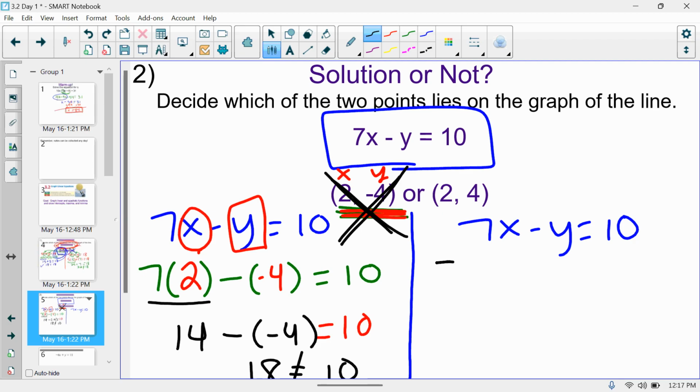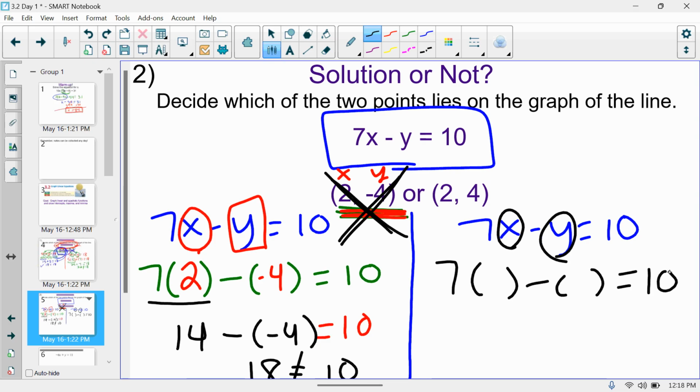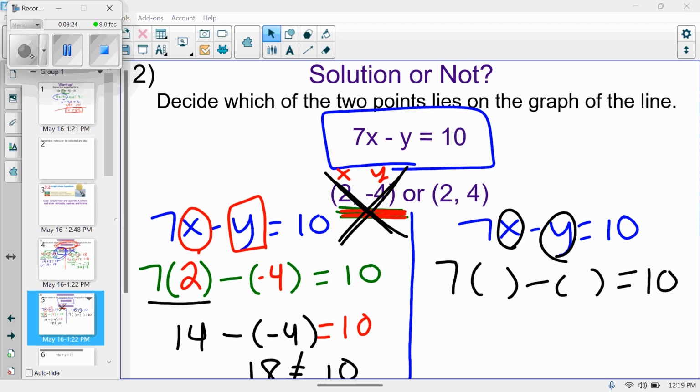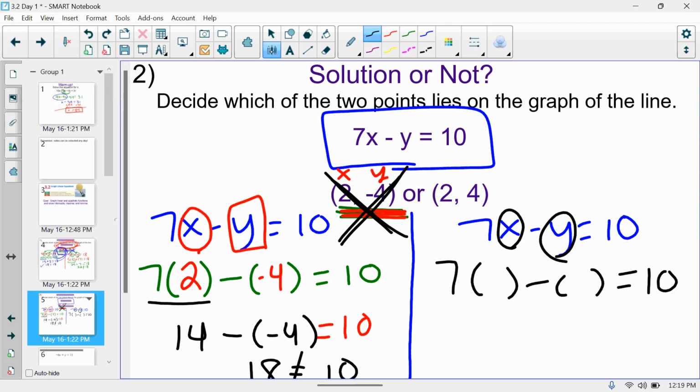How about you do the whole thing yourself this time? You figure out what number you are going to put in place of X. What number are you going to put in place of Y? You go ahead and do that one yourself this time. So this time, X is 2, so we put 2 right here. Y is 4, so we put 4 right here. 7 times 2 is 14, and 14 minus 4 is 10.